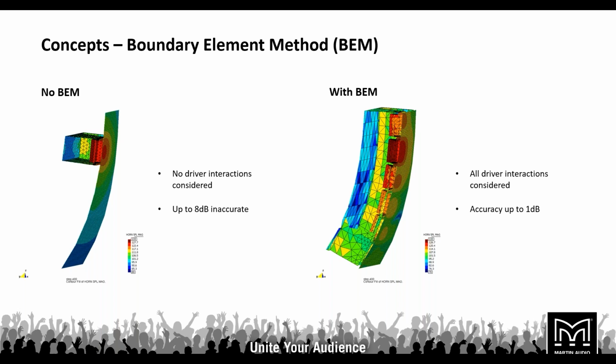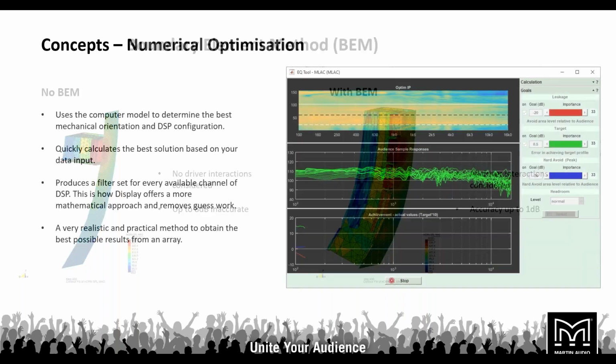So what was determined is that without BEM, the results that were being predicted in the model versus what was actually being measured was up to 8 dB inaccurate across the spectrum. If you look with BEM, we can get as accurate as a mere 1 dB difference. And that is why this software works so great. That's why the results are almost identical if we go on the field and measure from what was predicted.